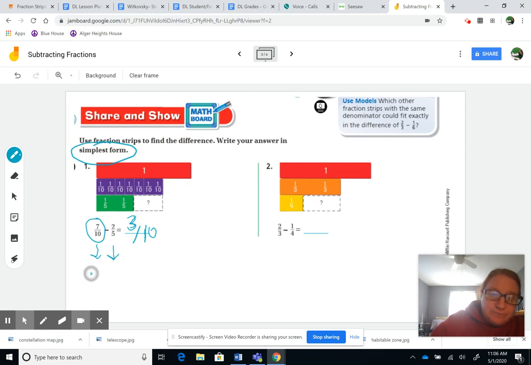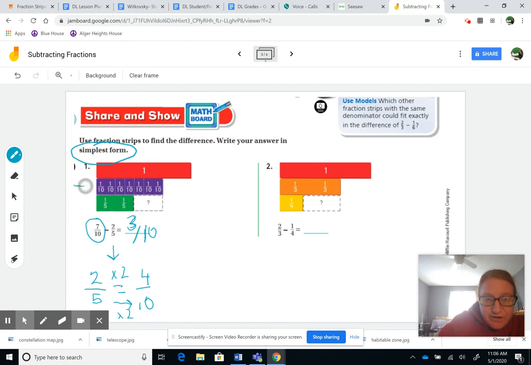I would do 2/5. This is all for 2/5. 2/5 equals how many tenths? So now here, what I do is I look at that 5 and I ask, how can I go from 5 to 10? And the answer is you multiply it by 2. So I'm going to do the exact same thing up here. 2 times 2 is 4. And now we have 4/10.